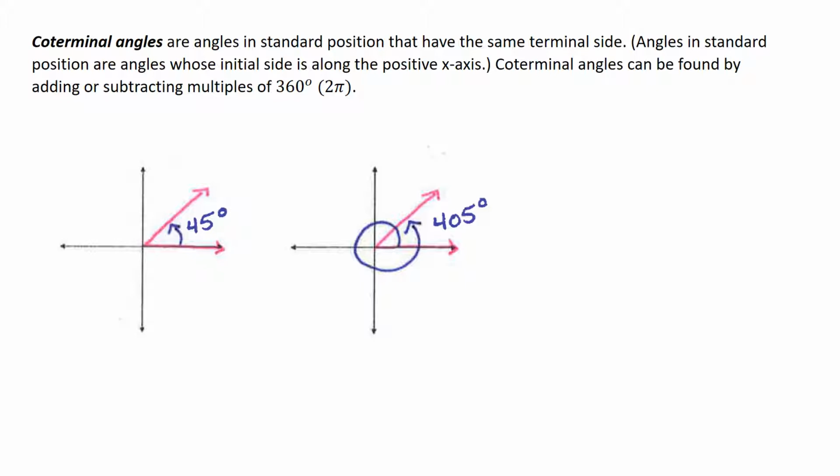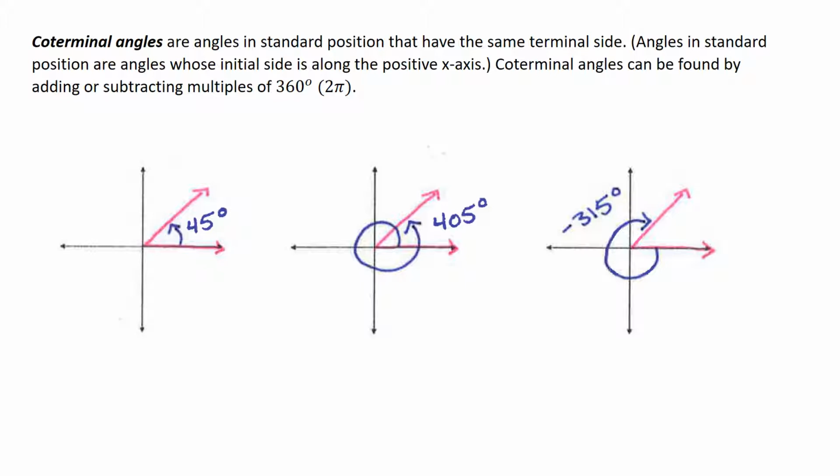Now remember, we can also rotate clockwise. So in our last picture, we start on the positive x-axis and we rotate clockwise. And this gives us a negative 315 degree angle. But because it starts on the positive x-axis and has the same terminal side as 45 degrees and 405 degrees, all three of these angles are coterminal.